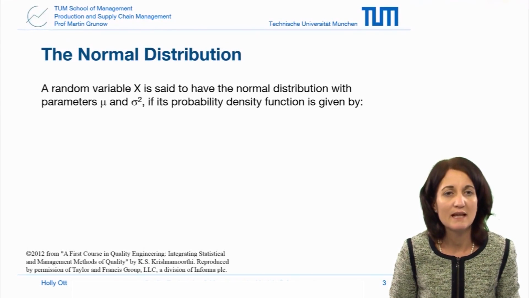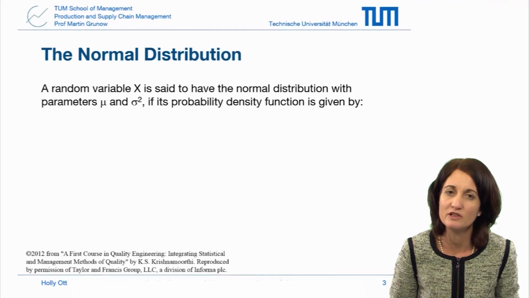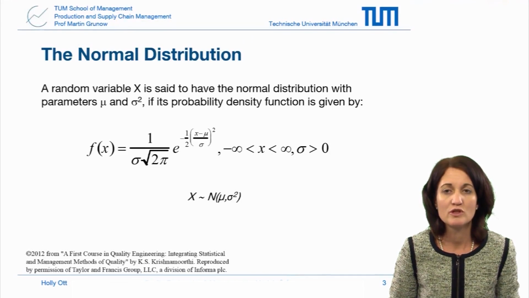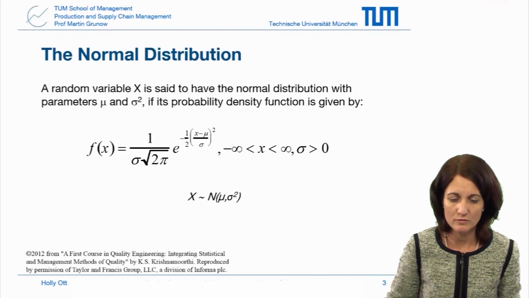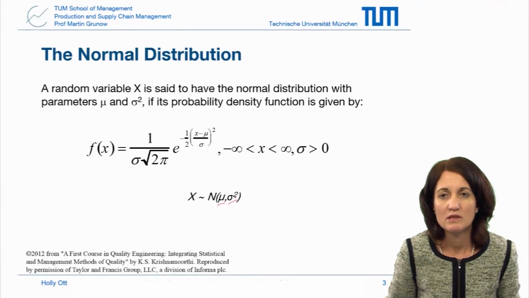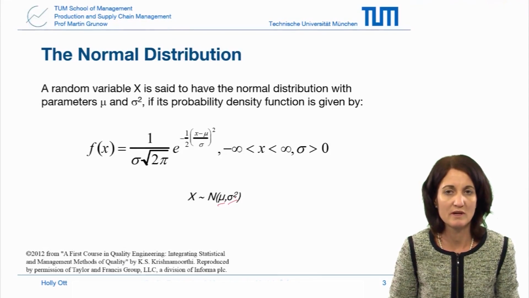So as we presented last time, a random variable x is said to have a normal distribution if its probability distribution function follows this function, where the two parameters mu and sigma squared are the mean and the variance of our distribution respectively.